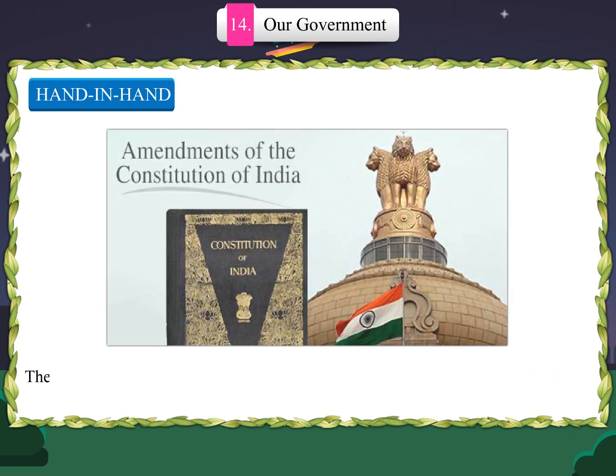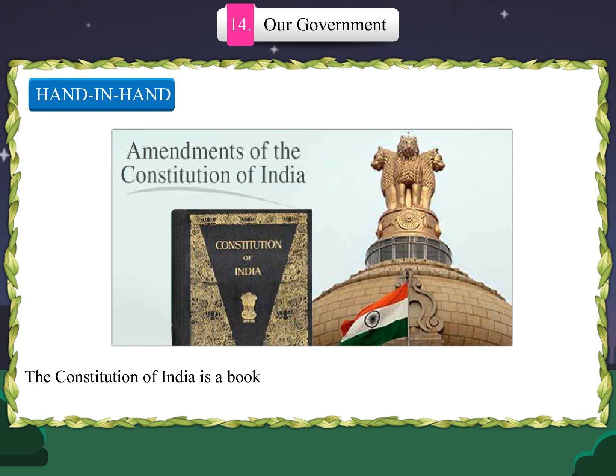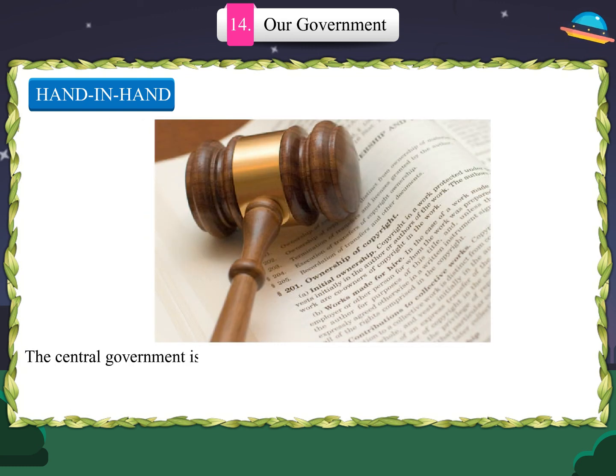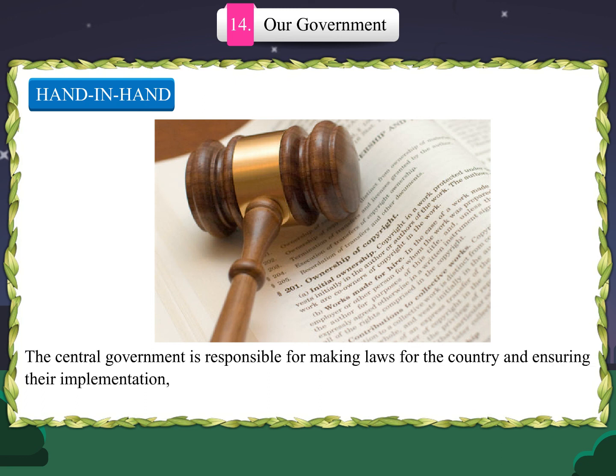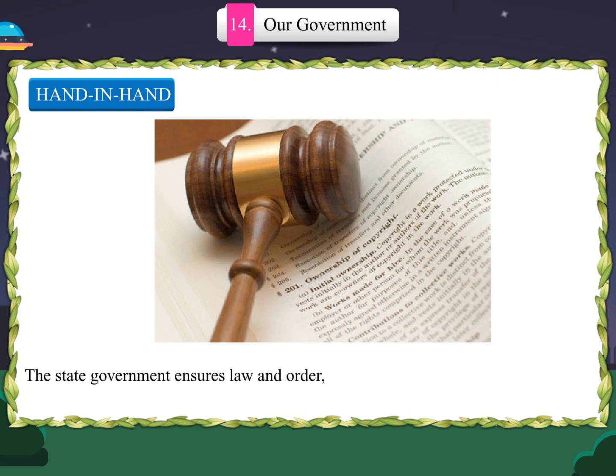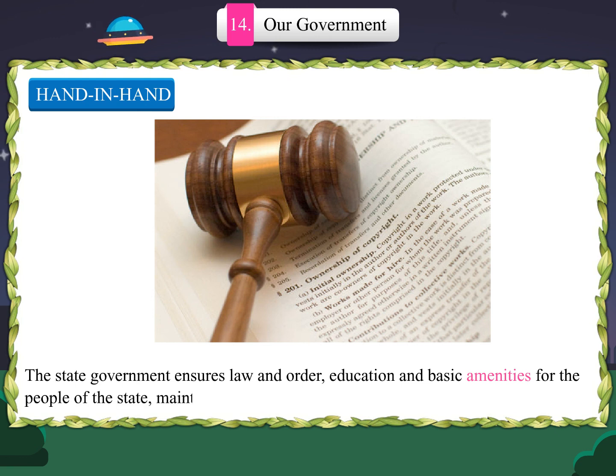Hand in hand. The Constitution of India is a book having rules and laws to govern our country. Our Constitution clearly states the role of the state and central governments. The central government is responsible for making laws for the country and ensuring their implementation, diplomatic relations with the neighboring and other countries, the security and defense of the nation, etc. The state government ensures law and order, education and basic amenities for the people of the state, maintenance of roads and infrastructure, etc.